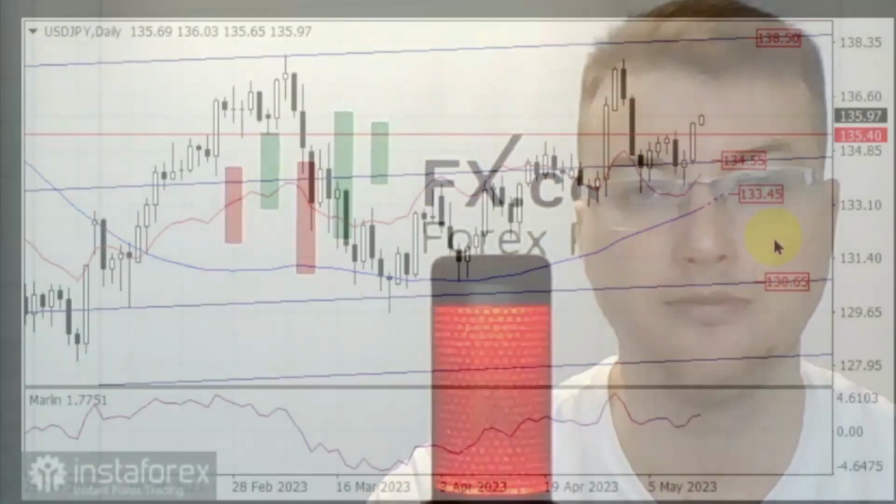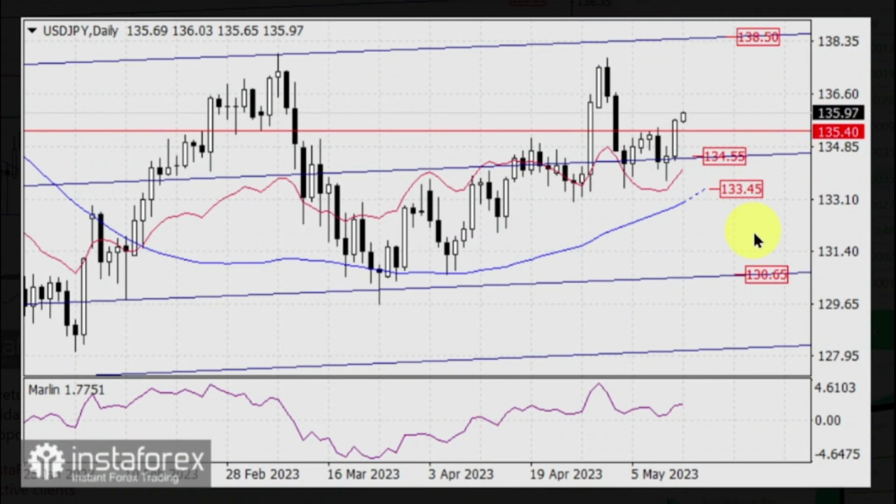And finally, here's Laurie Bailey with the USD JPY pair forecast. Last Friday, the USD JPY pair bounced off the support of the embedded price channel line 134.55 and broke through above the resistance of 135.40. Now the 138.50 target is available. This is our main scenario.